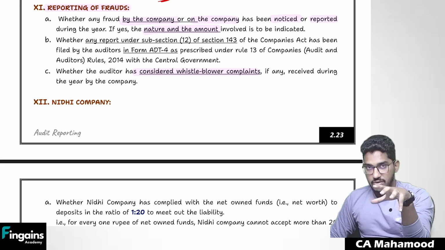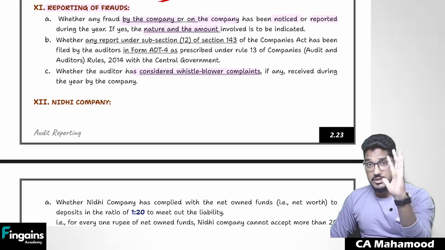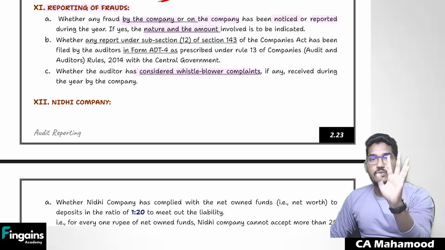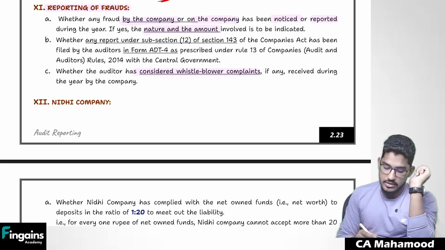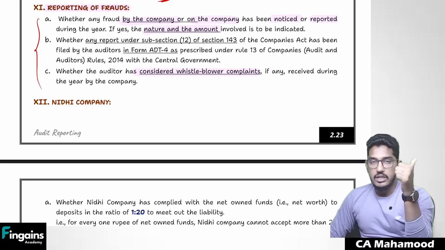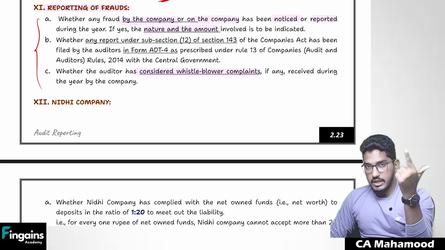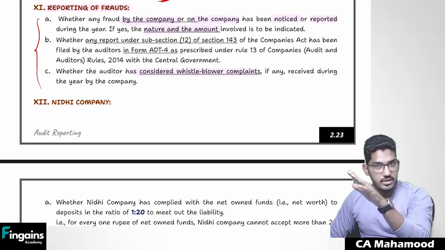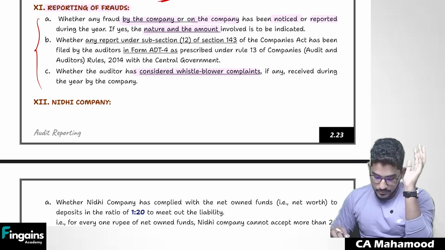If something is going wrong in the company, then internal people only will report to the regulatory authorities. Whether any such whistleblower complaints are there, and as an auditor, have you considered them or not? So these are the three simple things regarding CARO: nature and amount involved in the fraud, whether any ADT-4 has been submitted, and whether the auditor has considered whistleblower complaints or not.